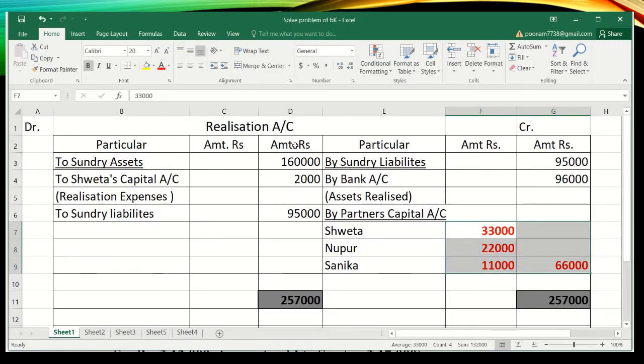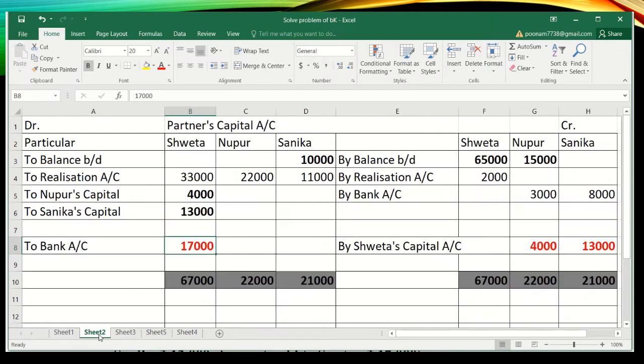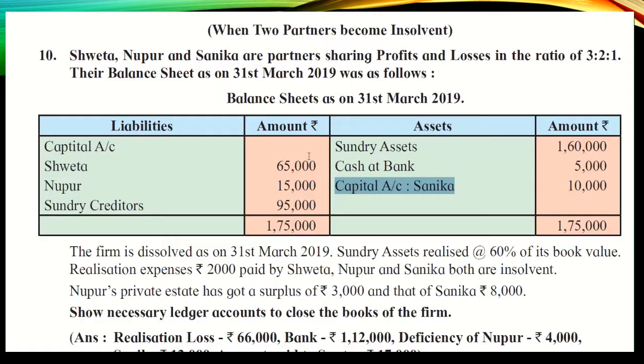Okay students, in the partners' capital account credit side, I will record Shweta's and Nupur's opening balances, 65,000 and 15,000, and Sanika's opening balance, 10,000, will be recorded on the debit side of the partners' capital account. After that, you can see that only one outsider's liability is there, that is creditors 95,000, and sundry assets are a simple amount, that is 1,60,000.